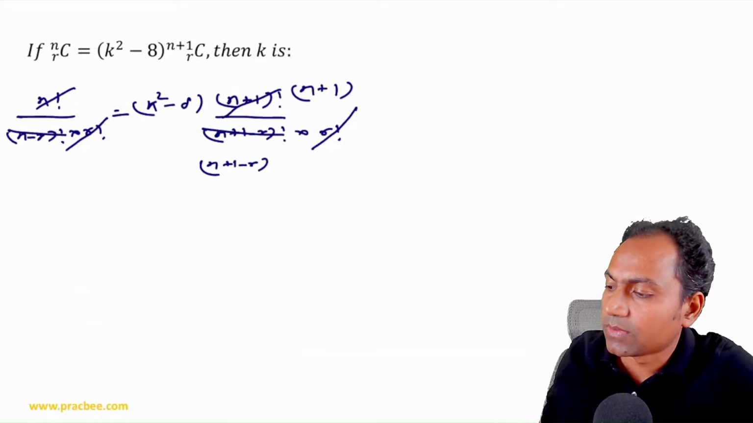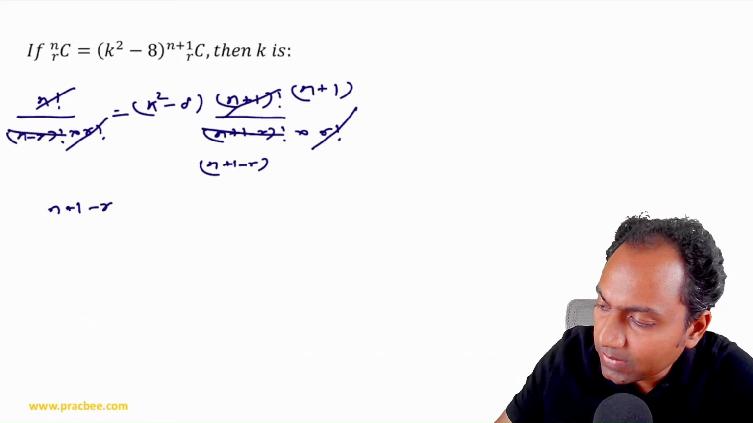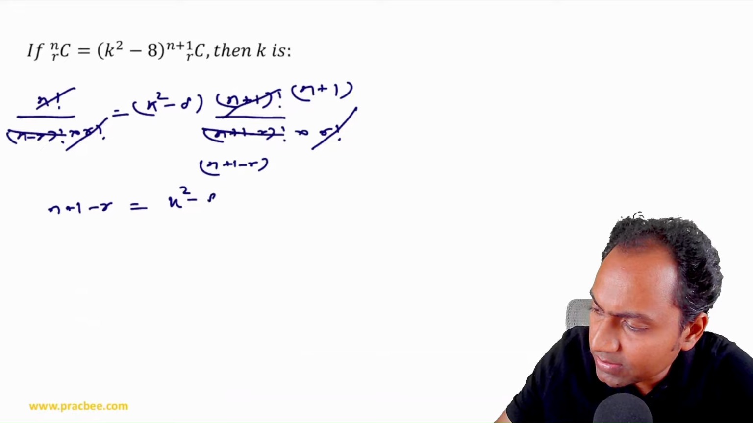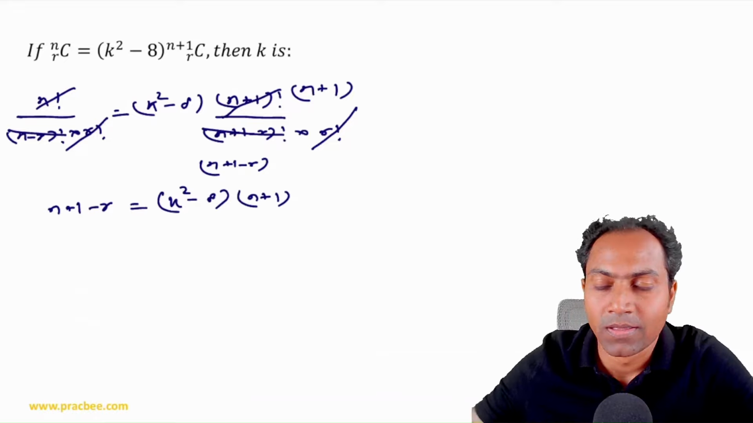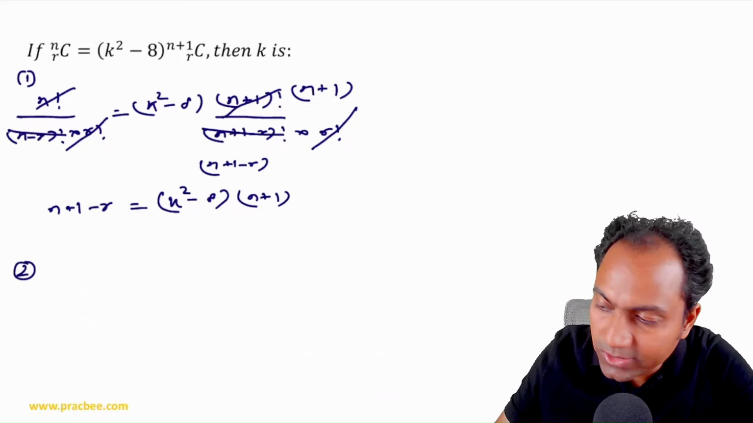So what I am getting from here is nothing but n plus 1 minus r is equal to k square minus 8 into n plus 1. Now, after doing this first step, in the second step, you can observe what will happen to k square minus 8.